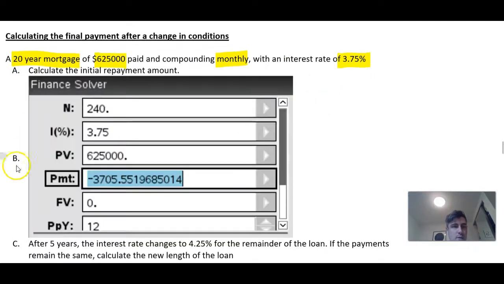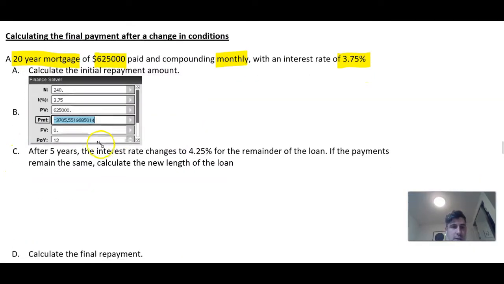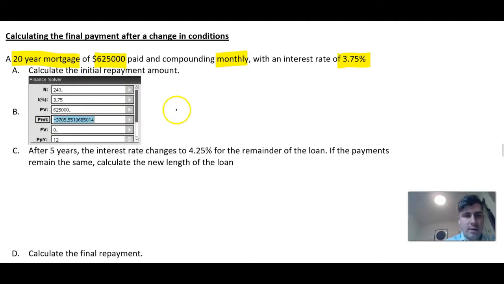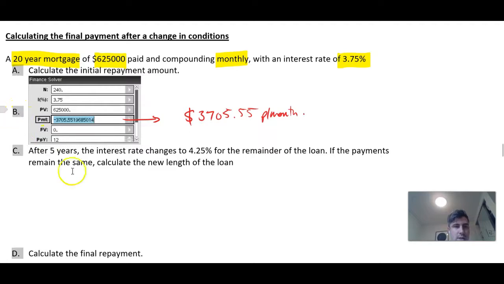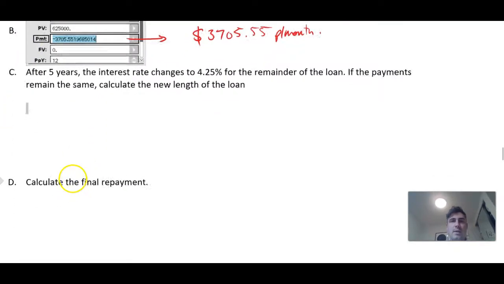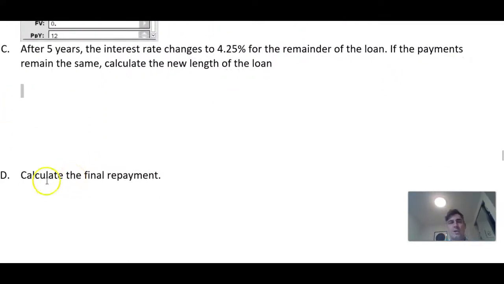So that there is the payment amount. Now, if we write that as an actual answer as well, 3705.55 per month. Okay, now after 5 years, the interest rate changes. This is something that's quite common. Every year, the interest rate changes with the economy. So after 5 years, just to make this an easy example, it changes to 4.25% for the remainder of the loan, so for another 15 years.